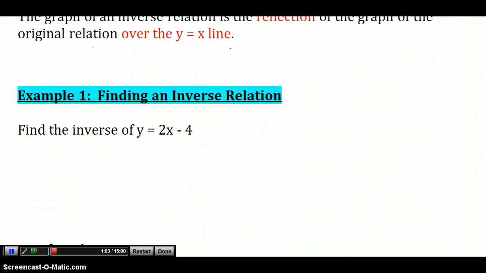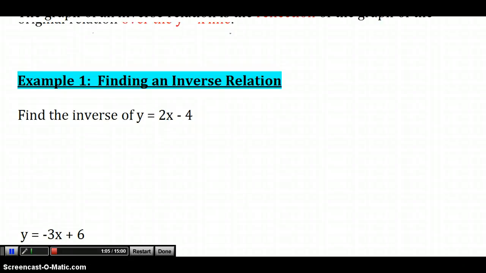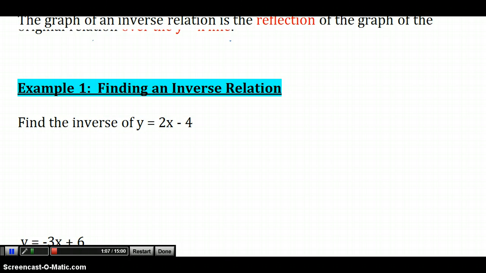Let's go on to finding an inverse relation, an actual example. I just said up top, you find the inverse relation by swapping the x's and the y's. So that is exactly what you're going to do. Where there's an x, you're going to put a y, and where there's a y, you're going to put an x. So flip-flop. So instead of having y equals 2x minus 4, you're going to write x equals 2y minus 4. And to find what that inverse function is, all you have to do is solve for y.